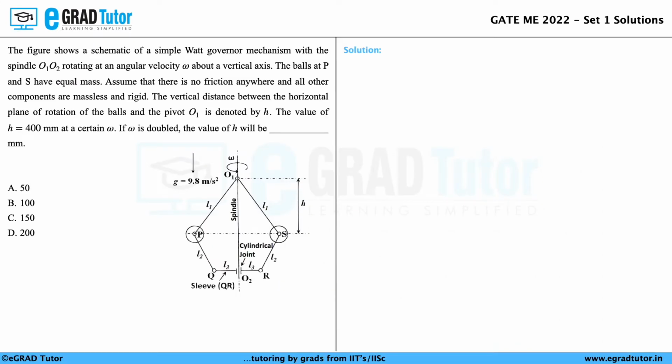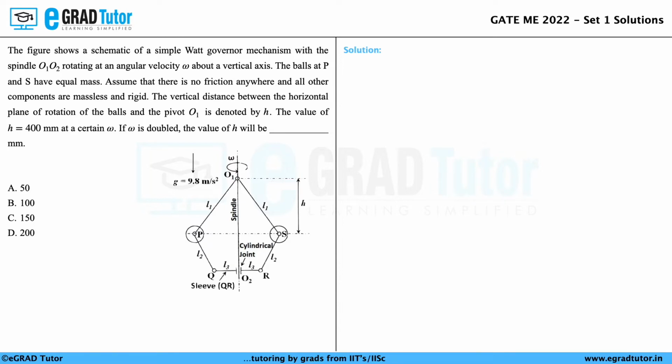The figure shows a schematic of a simple Watt governor mechanism with the spindle O1 O2 rotating at an angular velocity omega about a vertical axis. The balls at P and S have equal mass. Assume that there is no friction anywhere and all other components are massless and rigid. The vertical distance between the horizontal plane of rotation of the balls and the pivot O1 is denoted by h.